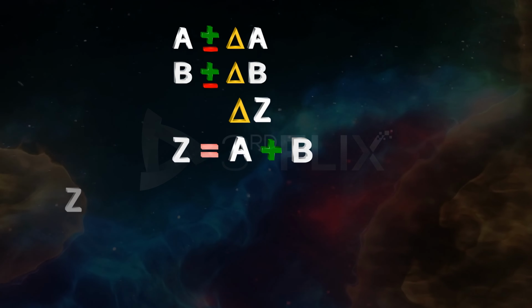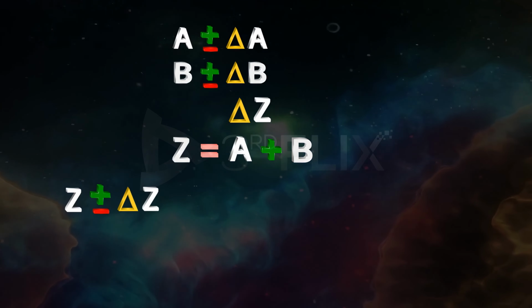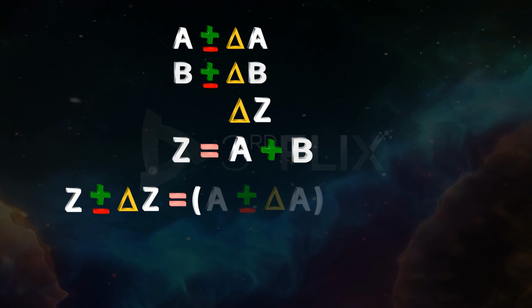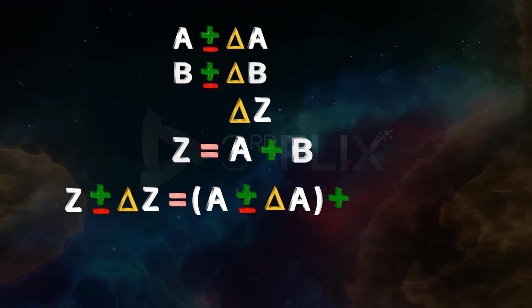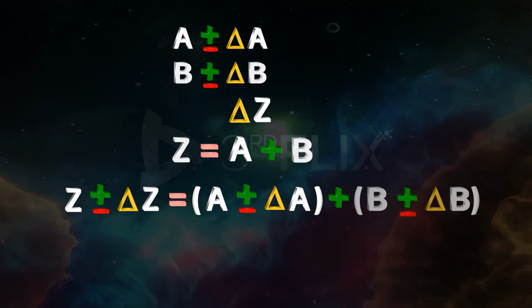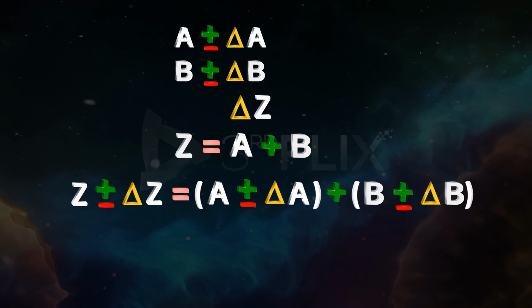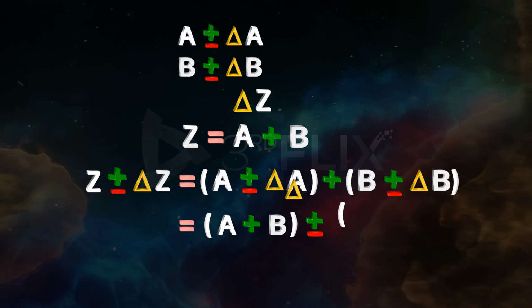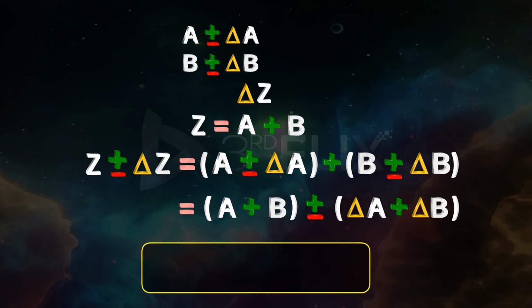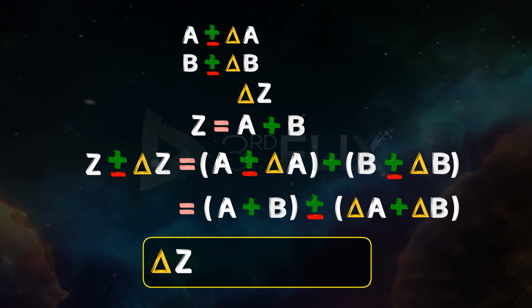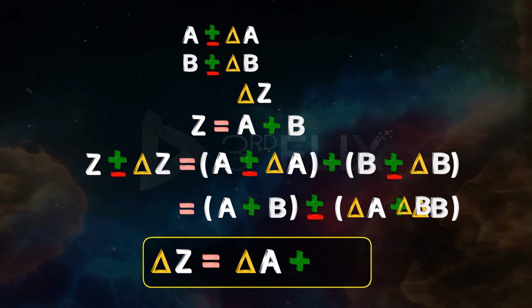We have by addition Z plus or minus delta Z is equal to A plus or minus delta A plus B plus or minus delta B. The maximum possible error in Z is delta Z, that is equal to delta A plus delta B.